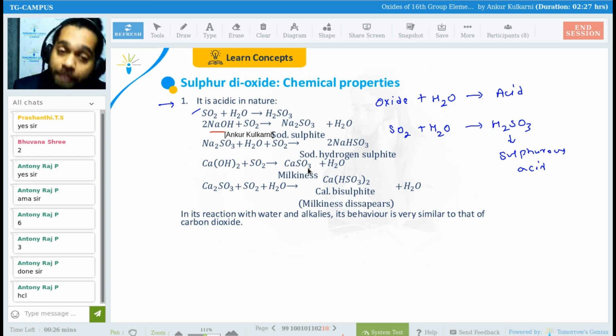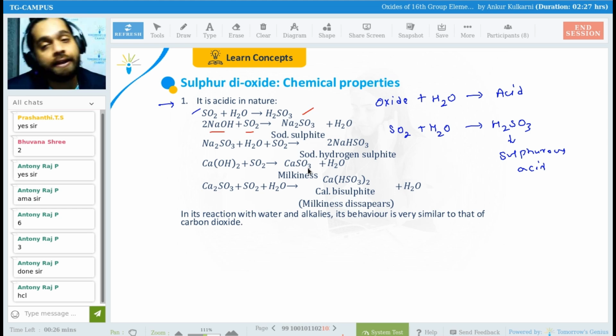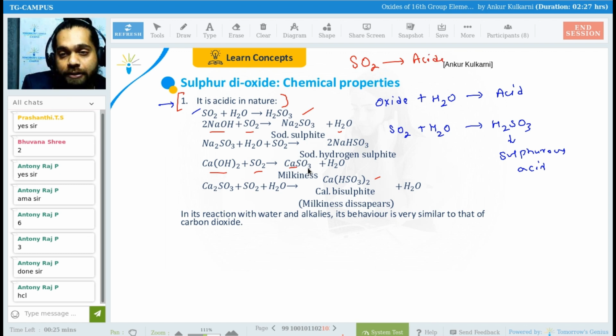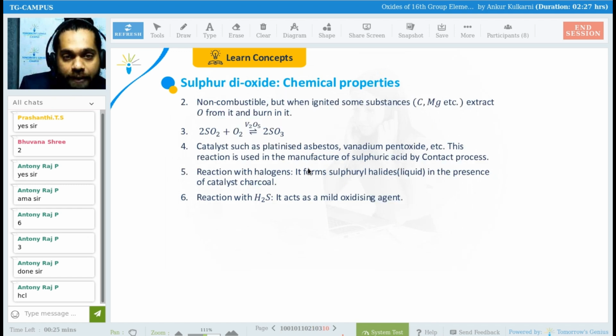For example, sodium hydroxide is a base. I reacted it with SO2, which is an acid. What did I get? Sodium sulfite, which is a salt, and water. Kind of a neutralization reaction. Are you getting it, Prashant? Yes, base plus acid gives salt and water. Same thing over here with calcium hydroxide. I reacted it with sulfur dioxide. What did I get? Calcium sulfite, sorry. Then if I continue the reaction, I'll get the bisulfite. So what does it prove? All these reactions prove that sulfur dioxide is acidic in nature.